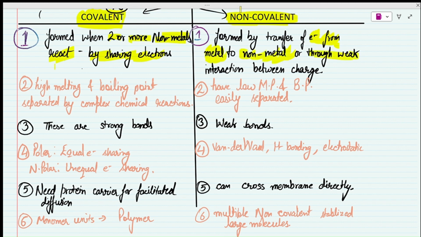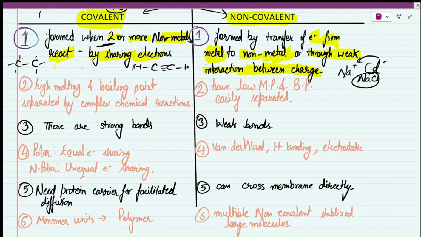Okay, through and weak interaction occur there between the charges. Let me give you an example. In the non-covalent, we have sodium positive and chlorine negative, where chlorine gives its electron to sodium and they form NaCl. Okay, and in case of covalent bond, we have carbon-carbon. Okay, they share their electrons. There can be two carbon or more than two carbons. Okay, so here see carbon 1 2 3 triple bond with another carbon. Say let's say here is H and H. Okay. Similarly, there can be more than two non-metals as well.